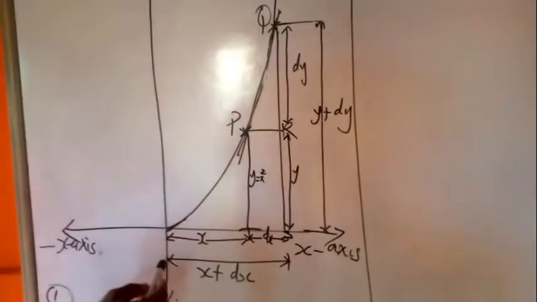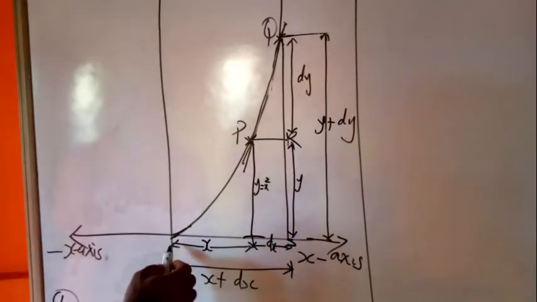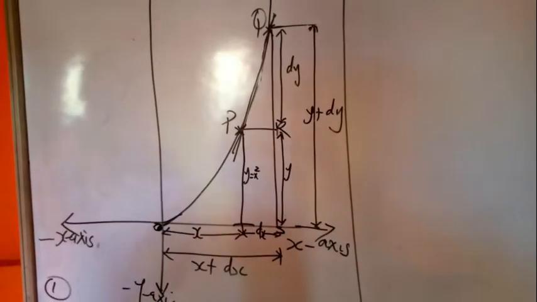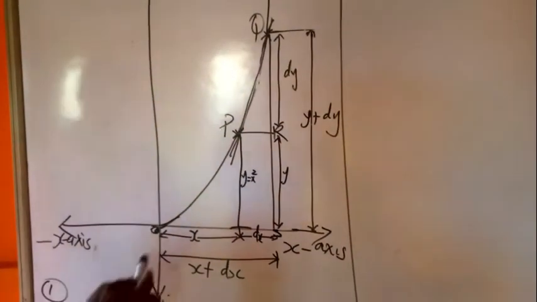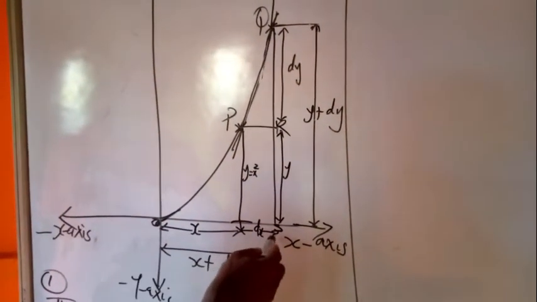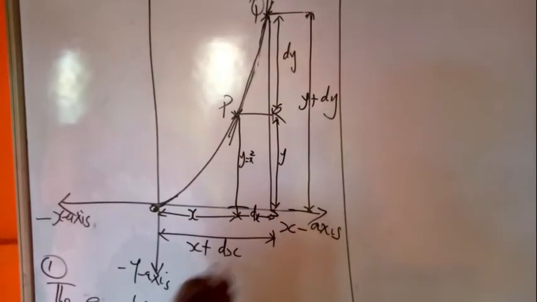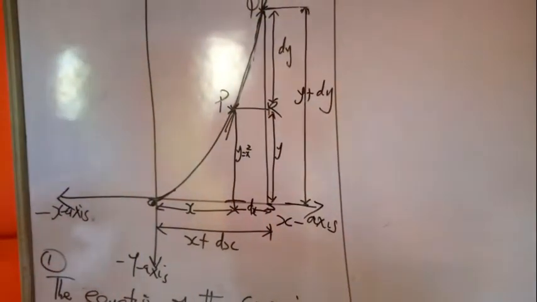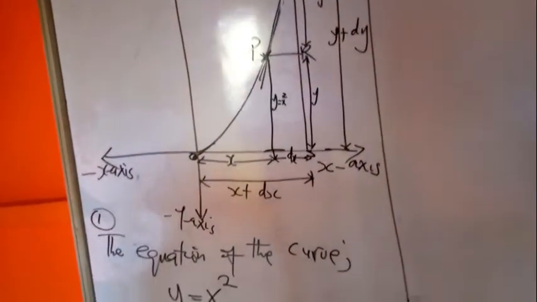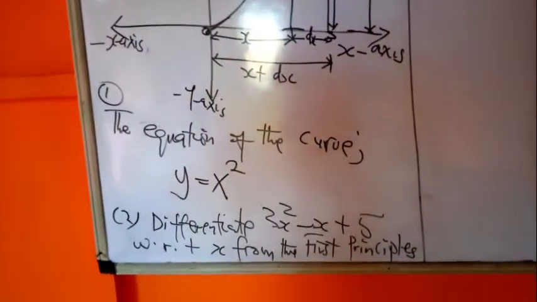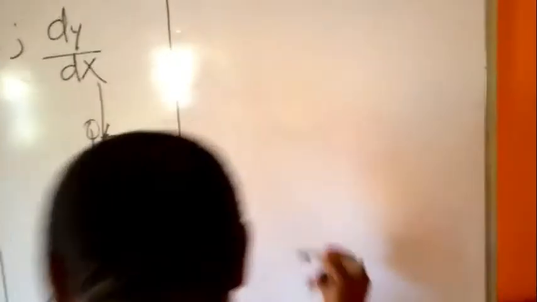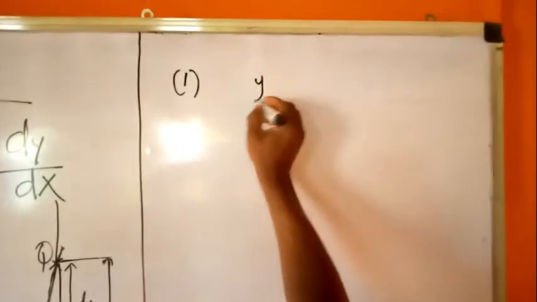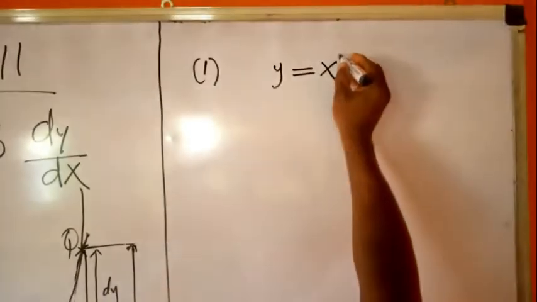So from this point, we can say that from 0 to x is simply x plus dx. So right now, we are going to handle the equation of the curve y equals x squared. So we are looking at the first equation, y equals x squared.